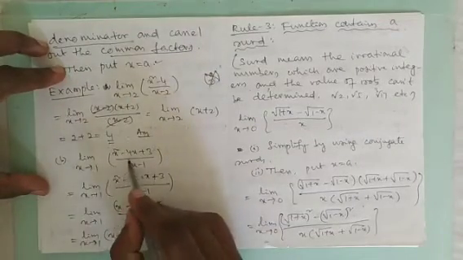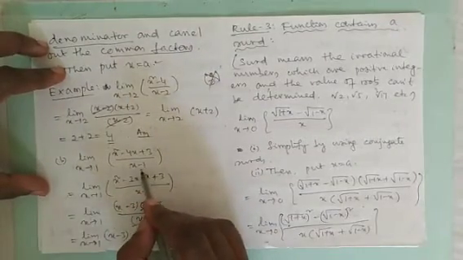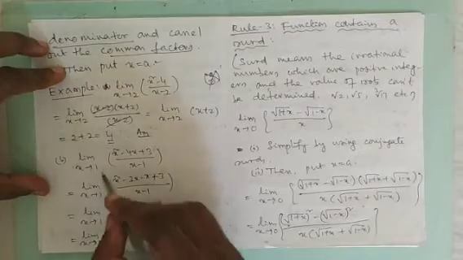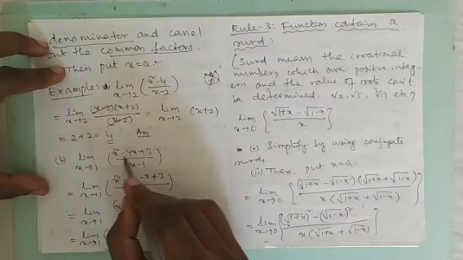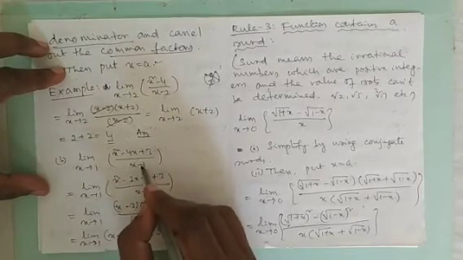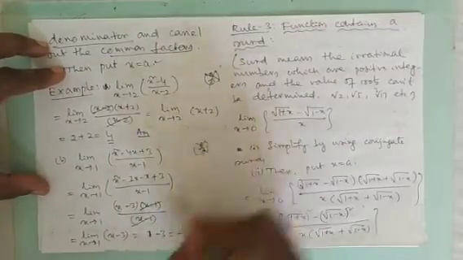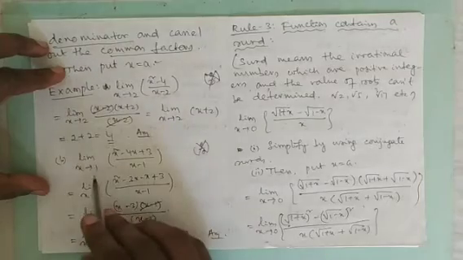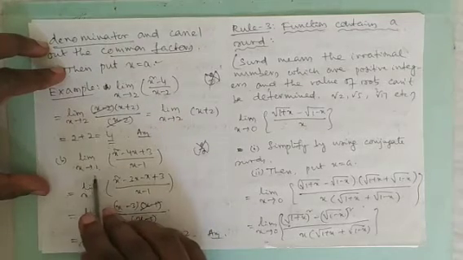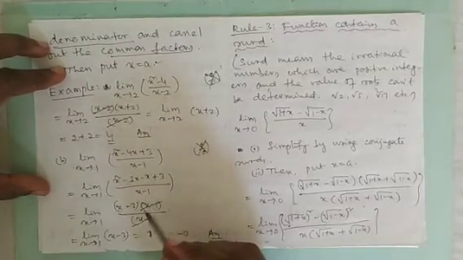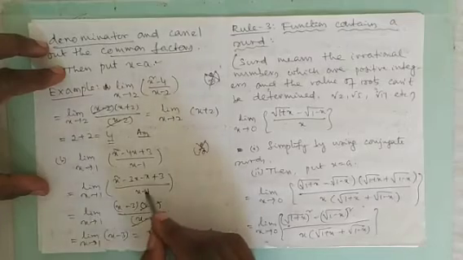Now, let us take one more example. Limit x tends to 1, x square minus 4x plus 3 by x minus 1. Now just see, as per rule 1, just put here 1 square minus 4 into 1 plus 3 by 1 minus 1. You are getting 0 by 0 form again, and therefore we can't put the value x equal to 1 exactly in this function. So what will we do? Again, we will factorize it.